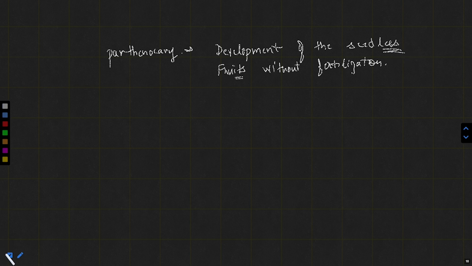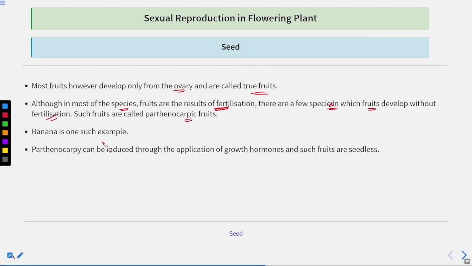Clear? Here, there is no fertilization happening and the fruits are developing without fertilization. Now, banana is one such example, okay, which shows the development of the parthenocarpic fruit. Some other parthenocarpic fruits are watermelon. Okay. Now, parthenocarpy can be induced through the application of growth hormones, and such fruits are seedless. So, parthenocarpic fruits are seedless.